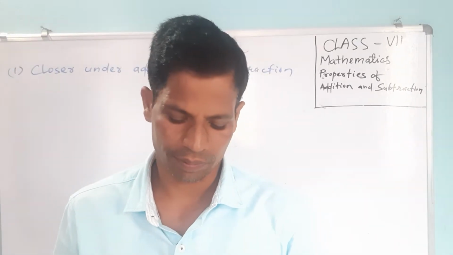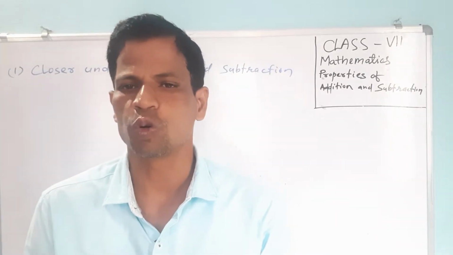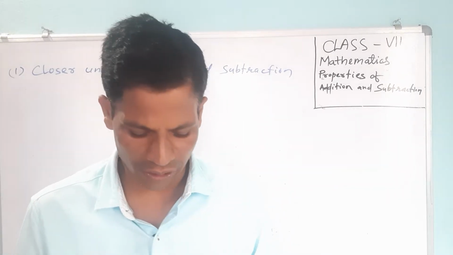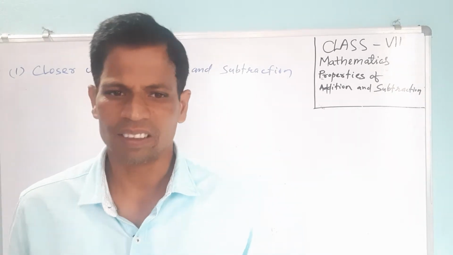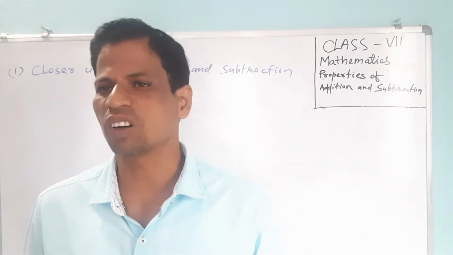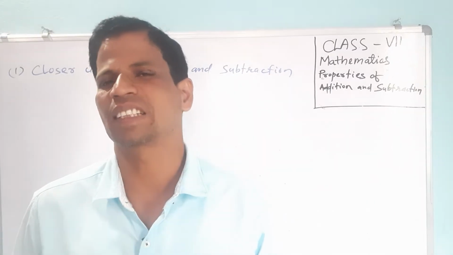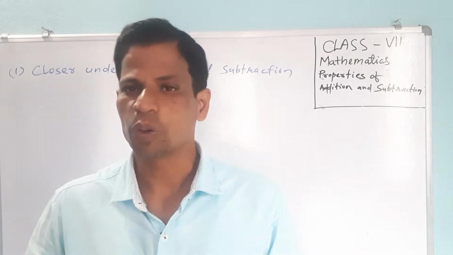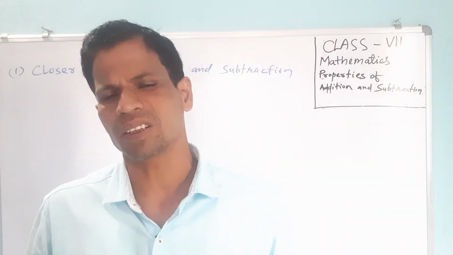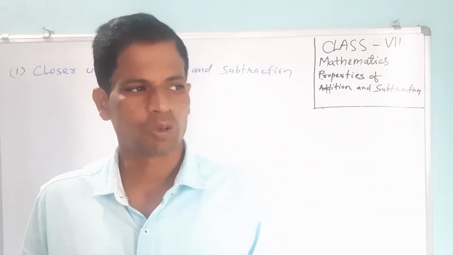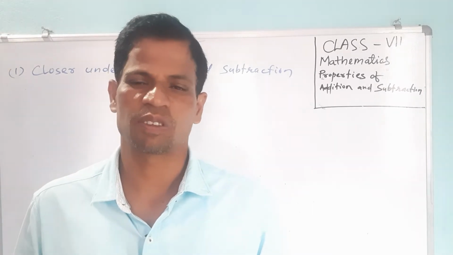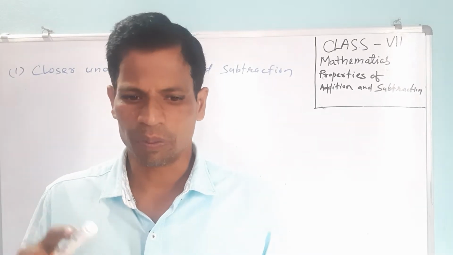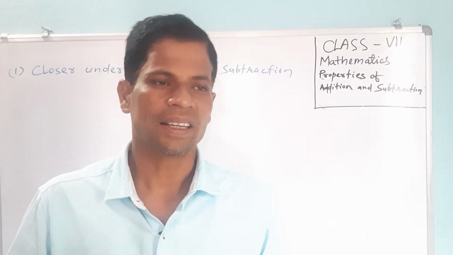Closure under addition: if we add two integers, then we will get another integer. We learnt this previously, and this rule is called closure under addition. Again, if we subtract two numbers, we will also get another integer, and that is called closure under subtraction. So closure under addition and subtraction will be followed by integers.